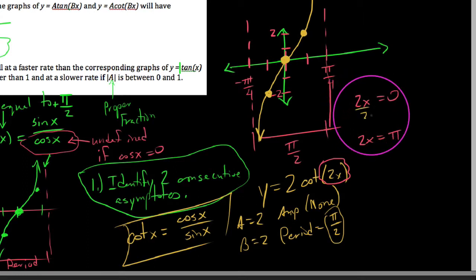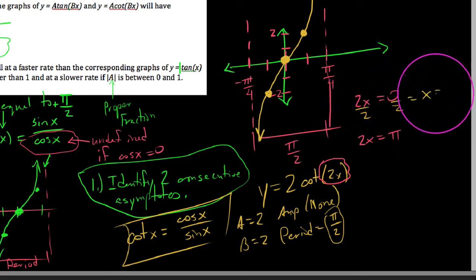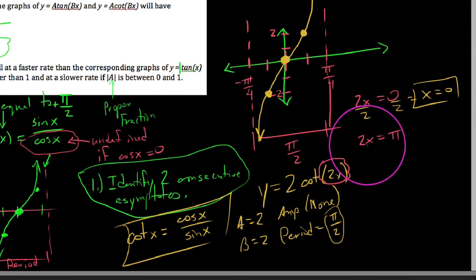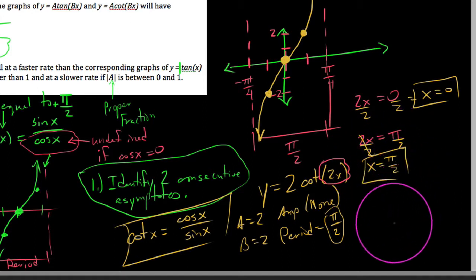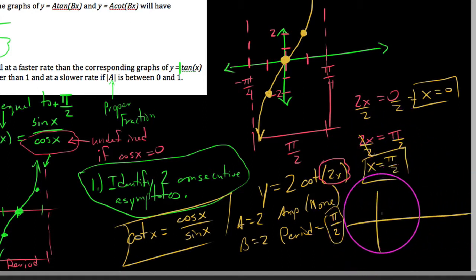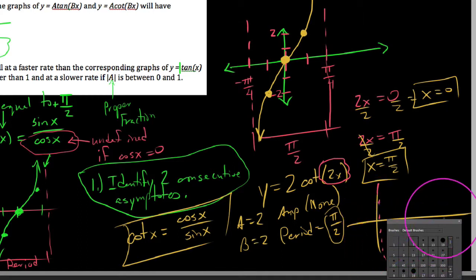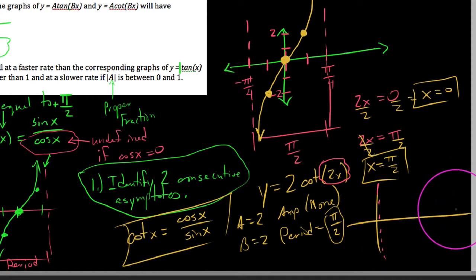So solving this, dividing by 2, we get x equals 0. That's one asymptote. Dividing pi by 2, we get x equals pi halves. This is another asymptote. So to sketch this in, I've got an asymptote at x equals 0 and an asymptote at pi halves. We'll take this normal period and quarter it. Half of that is pi fourths, and we quarter those. The a value is 2, so 2 up in the air, 2 down here.